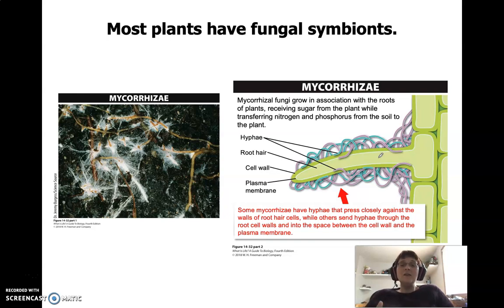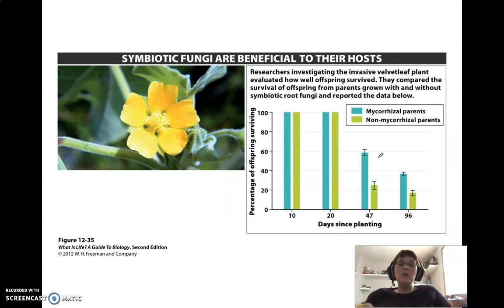And in fact, it turns out that these symbionts are super important. We found that over 90% of plants actually have these fungal symbionts. And when they are grown without them, they actually don't do as well. So here what you're looking at is a study of the percent of offspring that survived. And this is days since planting. And what we're looking at are two groups. The blue bars are the plants that had parents with mycorrhizae, with that fungus around their roots. The green are plants that had parents that didn't have mycorrhizae, no fungi.